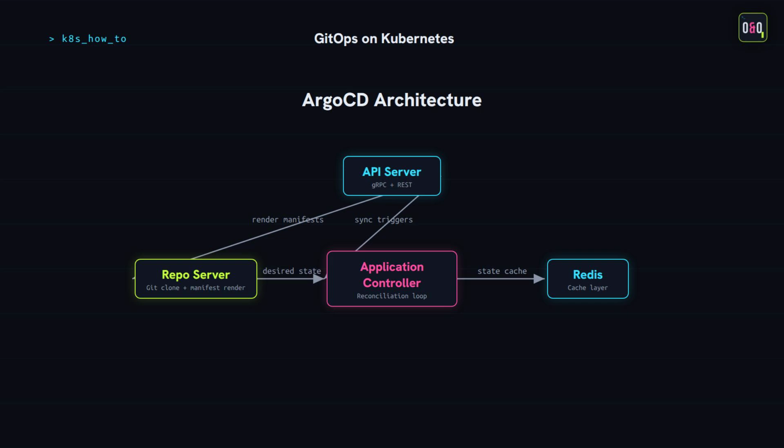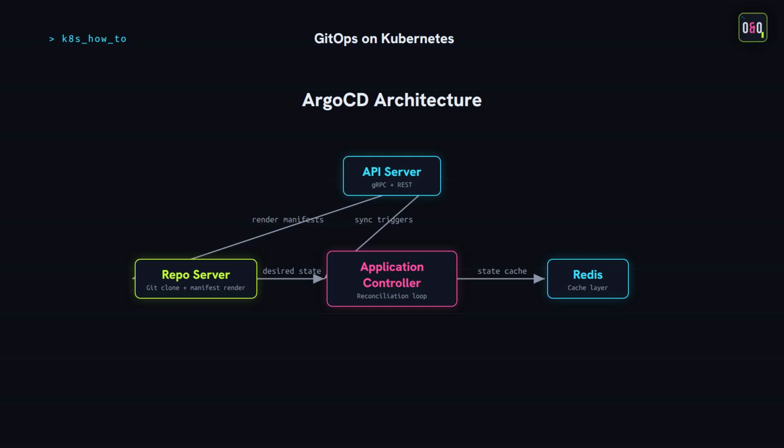It runs a continuous reconciliation loop, comparing rendered manifests from the repo server against the live cluster state from the Kubernetes API. When it detects drift, a difference between desired and live state, it either alerts you or automatically syncs depending on your policy. Redis acts as a shared cache layer for performance.